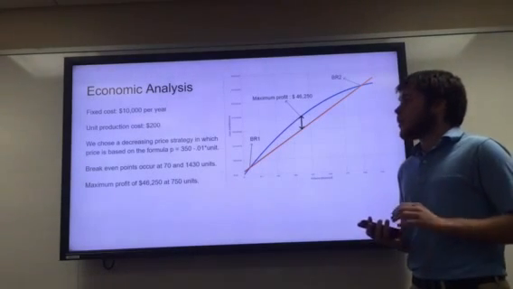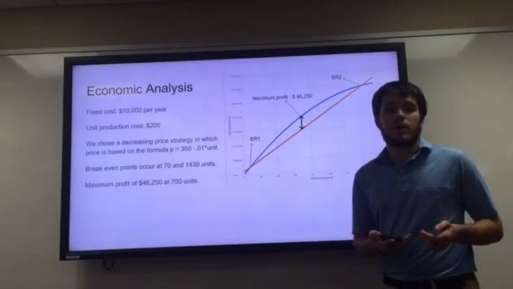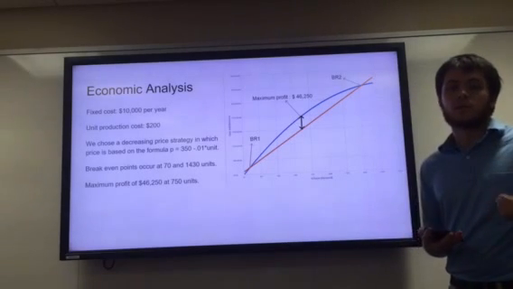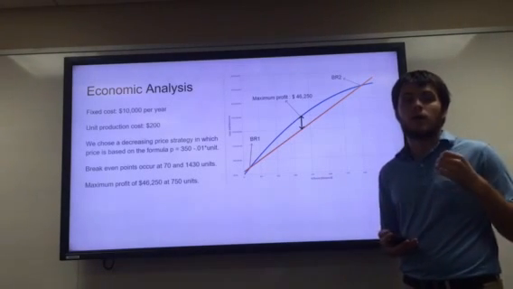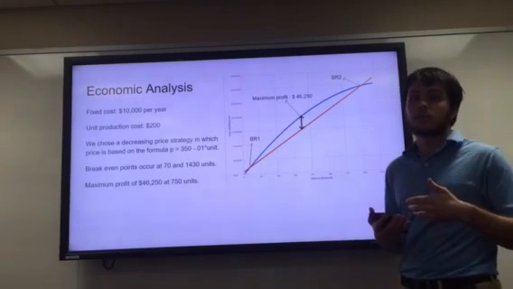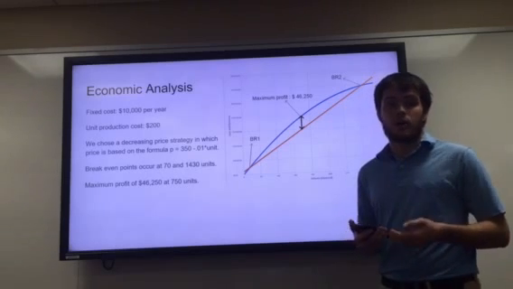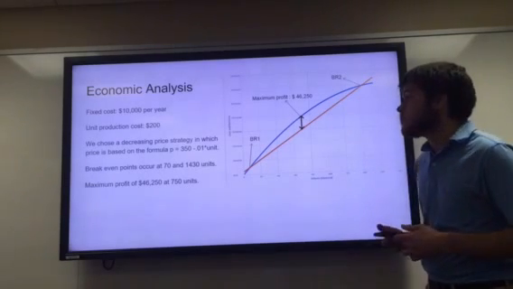We anticipated that we would use a decreasing price strategy in which the price is based off of the formula P equals 350 minus 1/100th of units sold. This would incentivize schools to purchase more than one, by decreasing the price the more we sold.